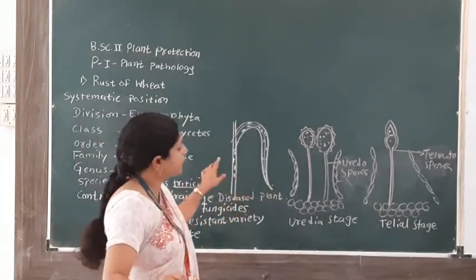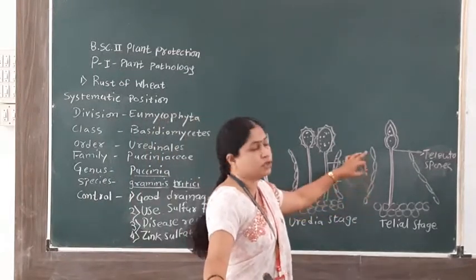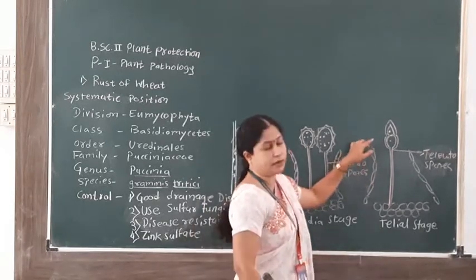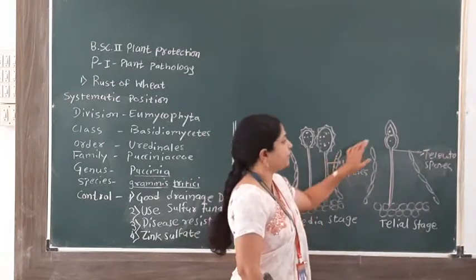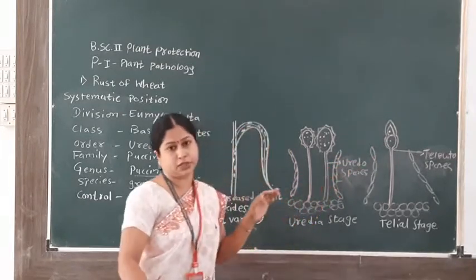When we take the TS passing through the telial stage, we are able to see the raised stalked portions called the teliospores, which have a bicelled, binucleated structure. The upper cell is conical and the lower one is funnel shaped.